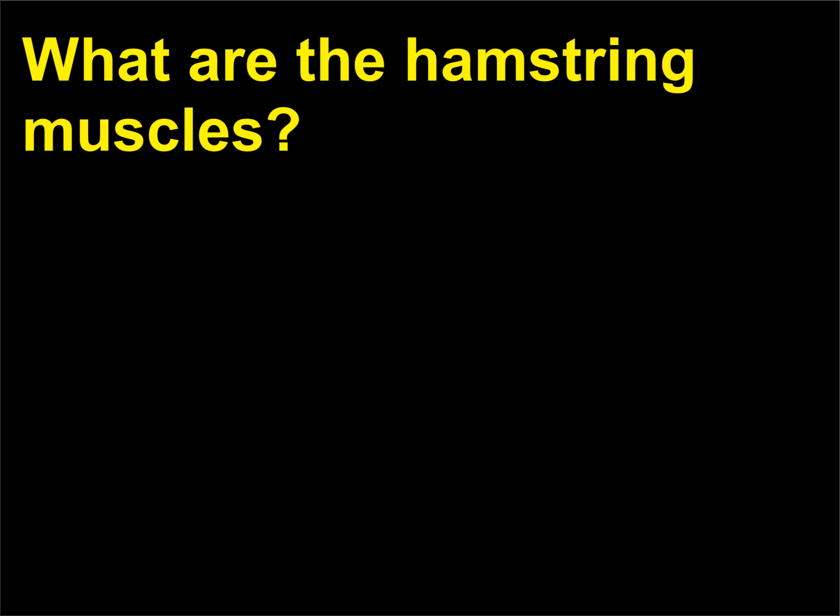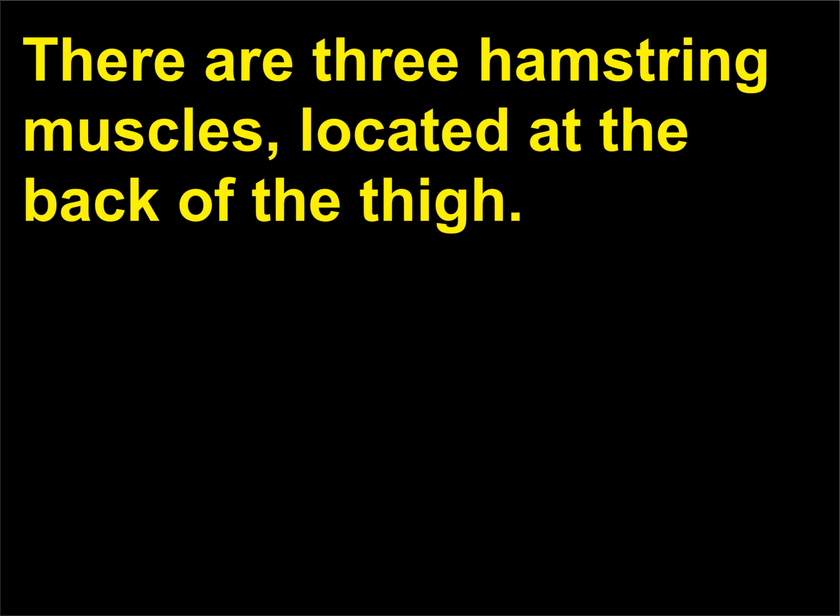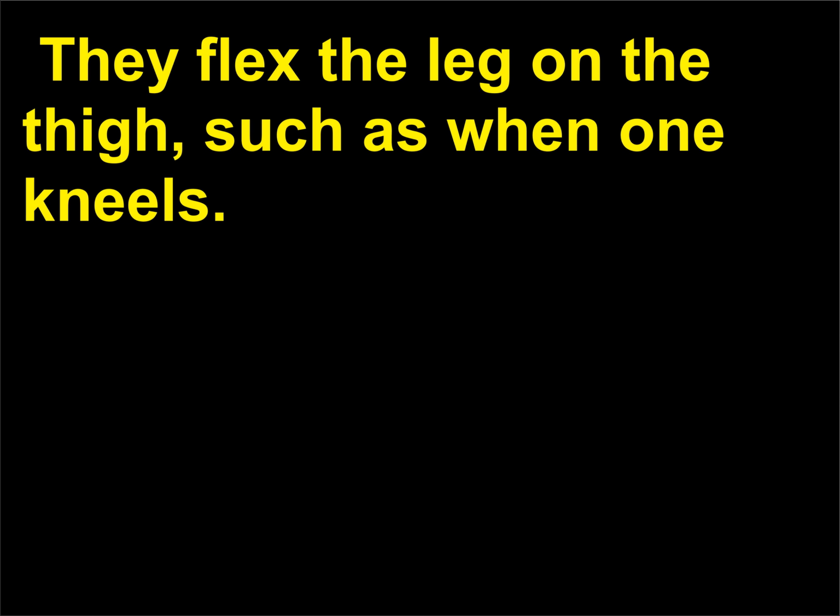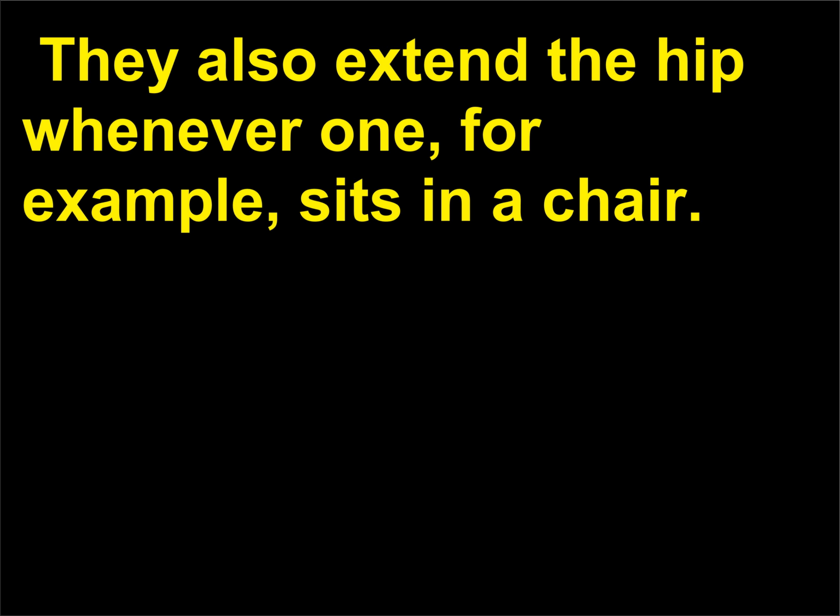What are the hamstring muscles? There are 3 hamstring muscles, located at the back of the thigh. They flex the leg on the thigh, such as when one kneels. They also extend the hip whenever one, for example, sits in a chair.